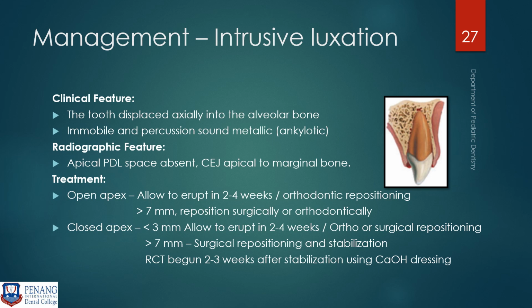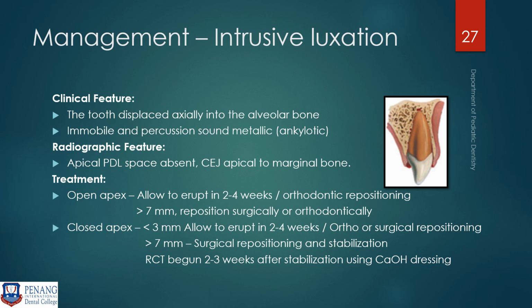When you take a radiograph, you will see that the apical periodontal ligament space has been obliterated. The space is gone, and the cemento-enamel junction of the tooth is apical to the marginal bone, or it can also be apical to the adjacent tooth. So this will help you come to the diagnosis of intrusive luxation. If this happens, then you have to look at the apex, because the treatment differs.